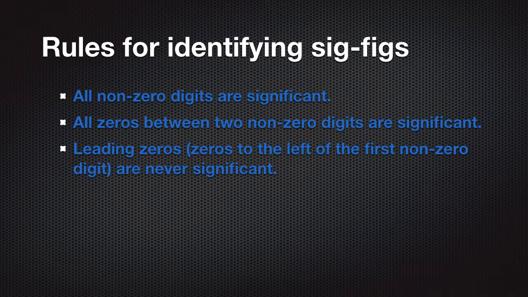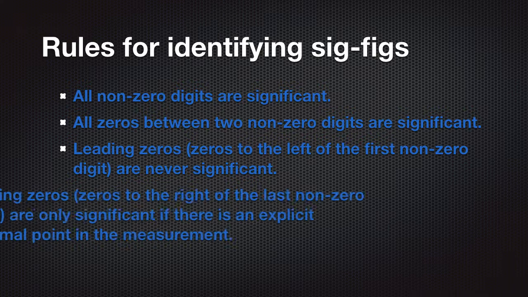Leading zeros, zeros to the left of the first non-zero digit, are never significant. You'll encounter these when we're talking about numbers that are a fraction or have decimal places to the right of the decimal point. And so we might have 0.0053. Those first 3 zeros are leading. They come before the first non-zero digit. And so they are insignificant. They're insignificant because we could express the same number to the same precision using scientific notation.